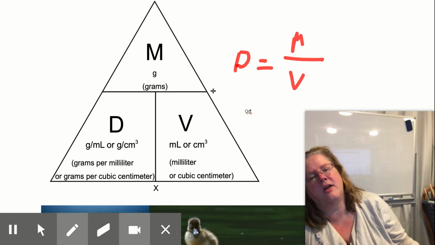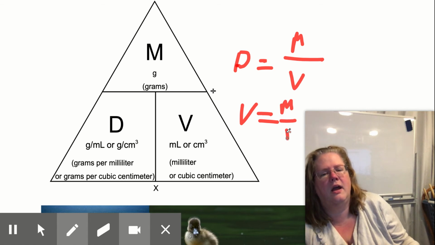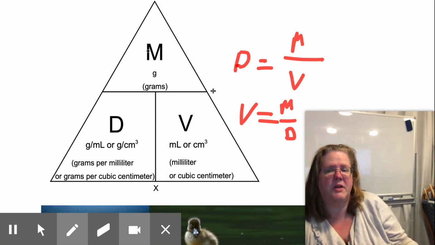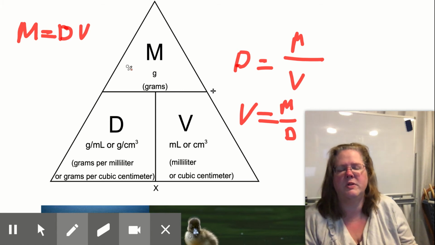Let's say I wanted to find volume. So I want to come up with that formula. Well, if I cover this up, I find out that volume is mass divided by density. And if I wanted to find mass, well, two variables right next to each other implies that it's multiplication. So if I wanted to find mass, that formula is equal to density times volume. So this is a really good triangle to put.